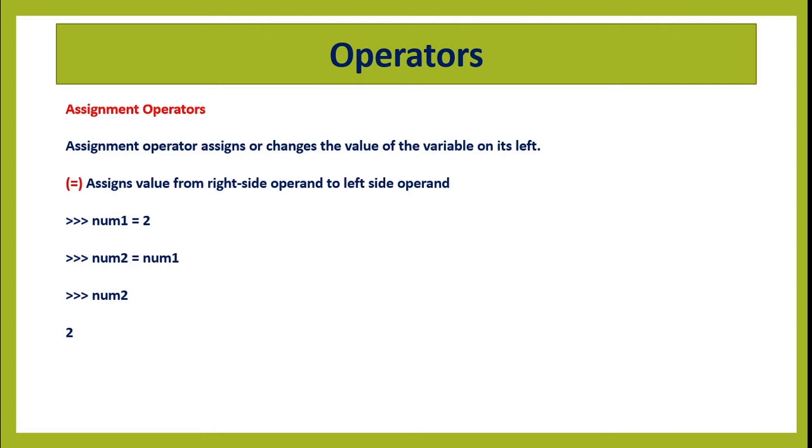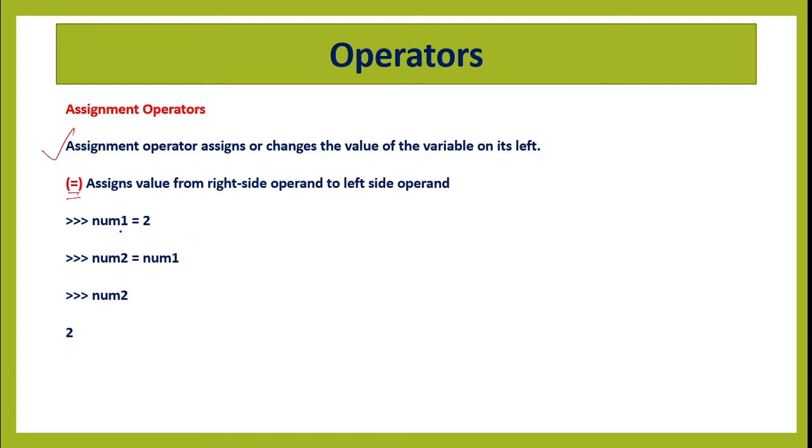So, the next one is assignment operators. The purpose of an assignment operator is to assign or change the value of the variable on its left. The first one is equal. This one assigns value from right side operand to left side operand.